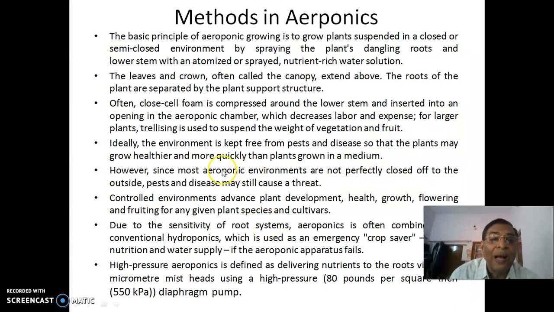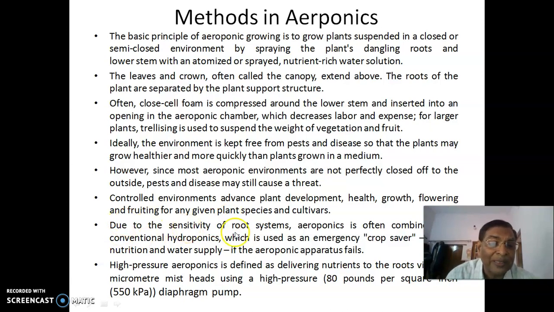Often closed-cell foam is compressed around the lower stem and inserted in a hole. These are all things you have already seen in that picture. Ideally, the environment is kept free from pests and disease so that the plants may grow healthier and more quickly than plants grown in a medium. So definitely here it is more pathogen free compared to hydroponics. However, since most aeroponic environments are not perfectly closed off to the outside, pests and disease may still cause problems. It is always there. Controlled environments advance plant development, healthy growing, flowering and fruiting for any given plant species and cultivars.